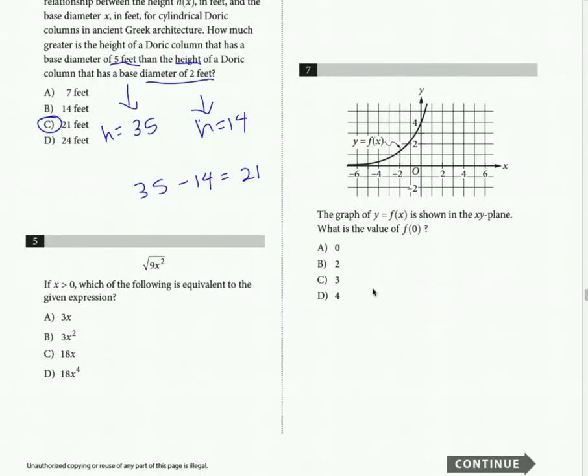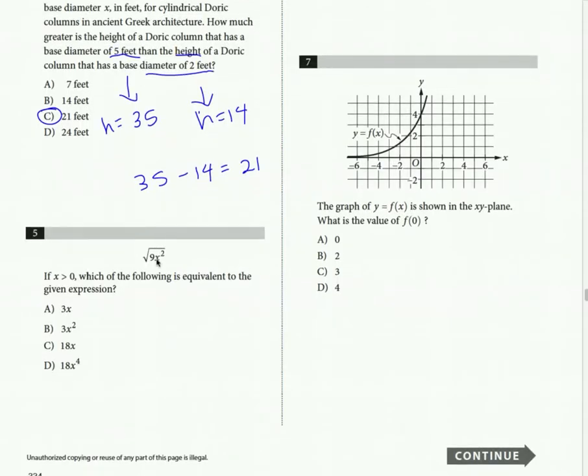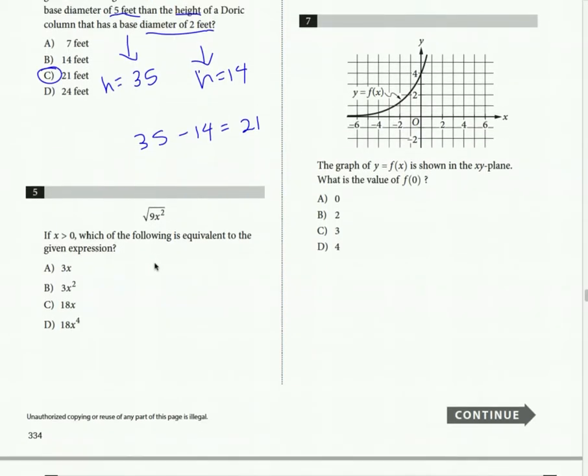Okay, so we're going to look at number 5. If x is greater than 0, which of the following is equivalent to the given expression? All that means is basically simplify the given expression. If you know your exponent and radical rules, it should be fairly straightforward. We're just simplifying this. You can also break it apart if it helps.